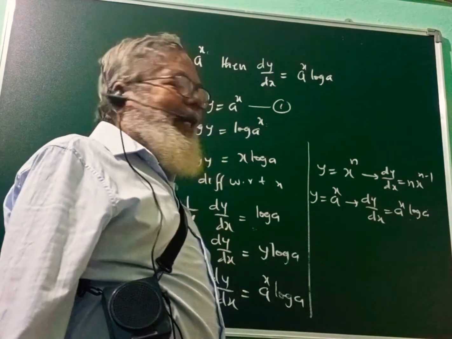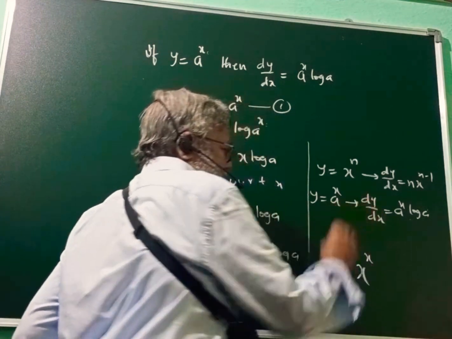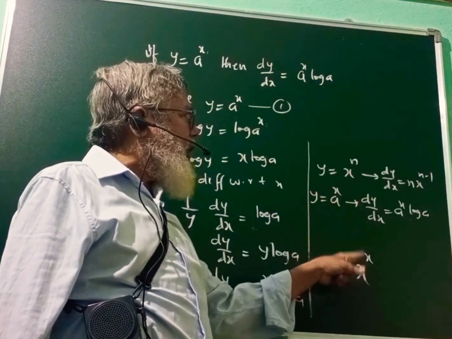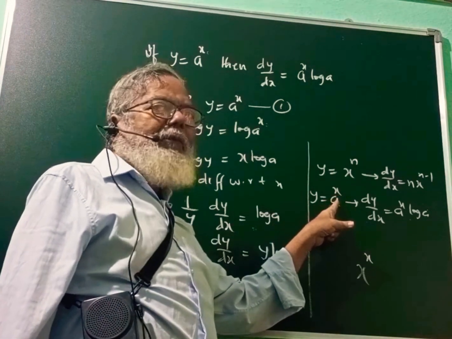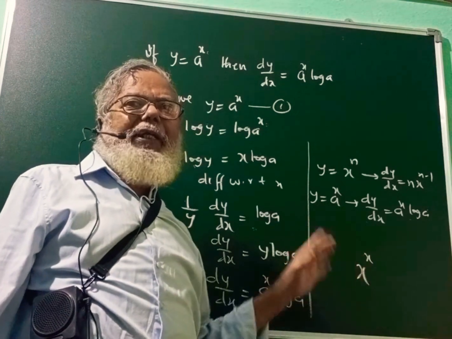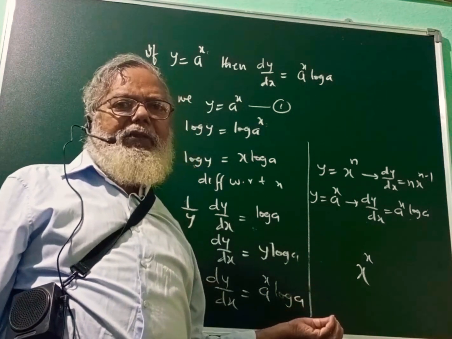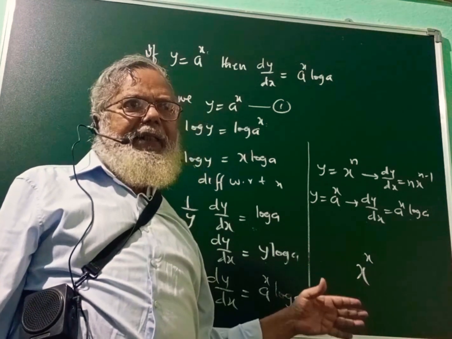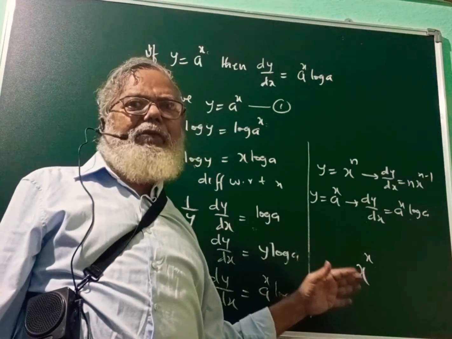But we may get a number of this type, that is x raised to x. At this time, you need to know how to differentiate it. Neither can we apply the first formula, because there the power was constant and here the power is variable, nor can we apply the second formula, because there the base is a constant and here the base is variable. Here both power and base are variable. At that time, we solve it by applying log on both sides and we simplify by using the theorems of logarithm, and that's why this type of differentiation is called logarithmic differentiation.